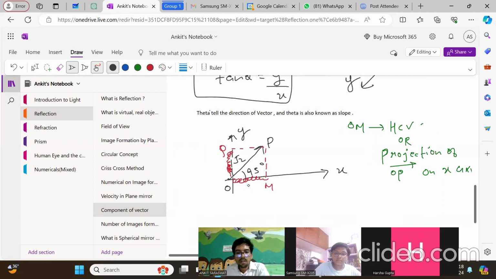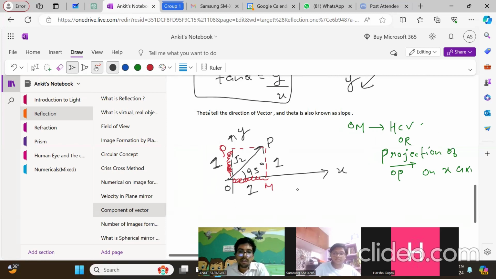This is 1. Yes, sir. Using that, I found out the vertical component also. Okay, this is also 1. Yes, sir. Okay, very good. This is 1 and this is 1, then only it is root 2.